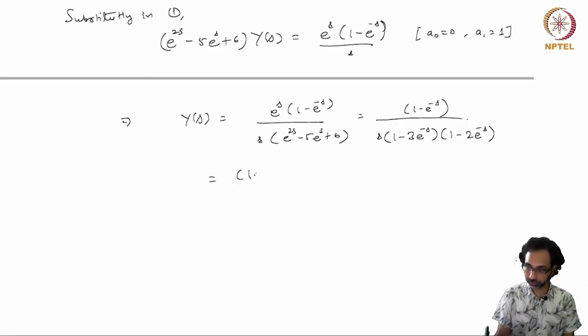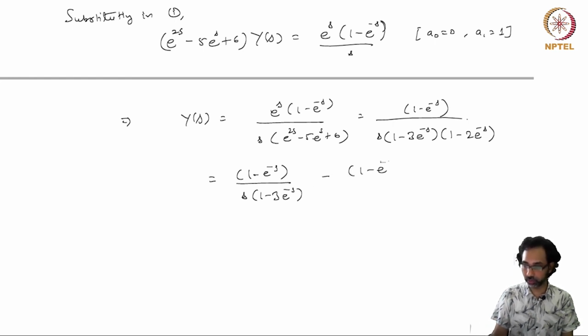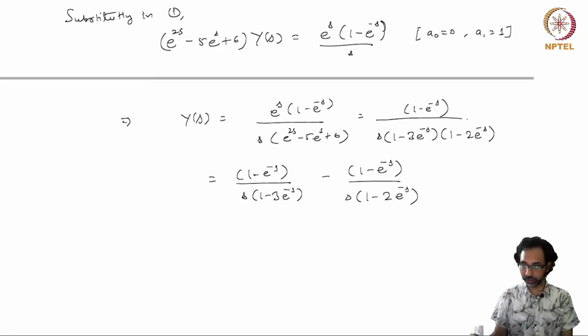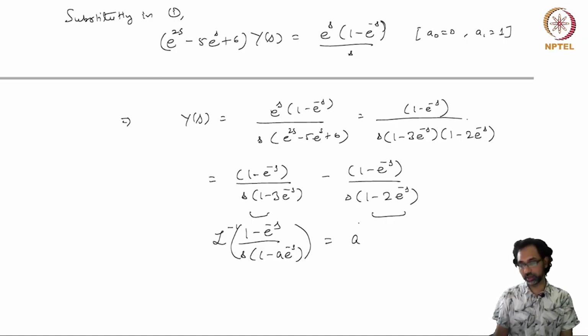And again this is of the form (1 − e^(−s))/(s(1 − 3e^(−s))) minus (1 − e^(−s))/(s(1 − 2e^(−s))), and both of these terms are of the form (1 − e^(−s))/s times 1/(1 − a e^(−s)), and the inverse Laplace transform for this function was simply a raised to the power of the greatest integer function of t.